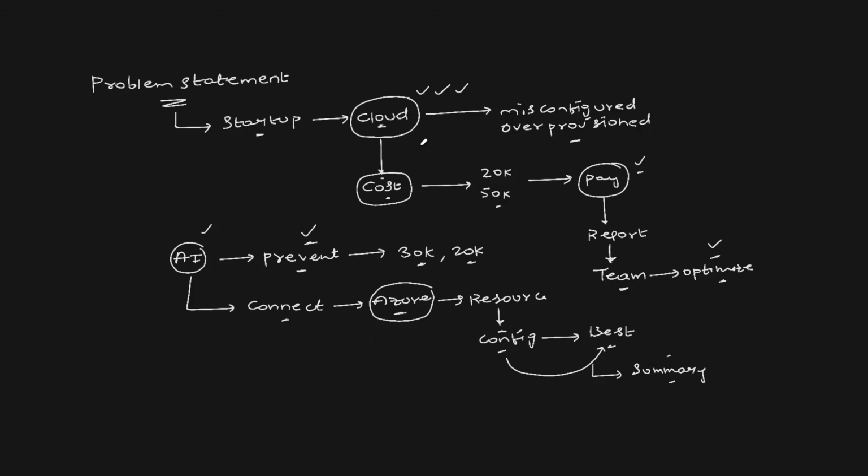So the problem is that companies are paying a lot to the cloud today because of misconfiguration or over provisioning of the resources. Our AI cloud cost detective can prevent this by connecting to the cloud, by fetching the resources, by fetching the configuration, and comparing the configuration with the best configuration from the Azure documentation or from other resources on the cloud. It can also suggest the changes that the DevOps engineers need to make.